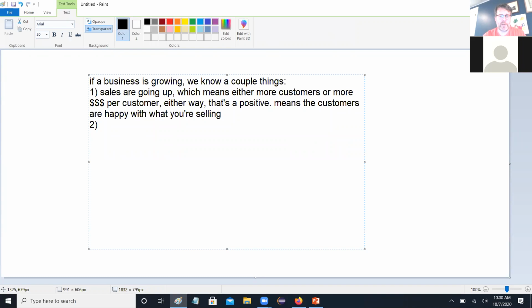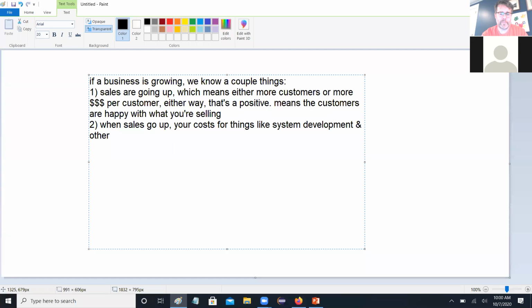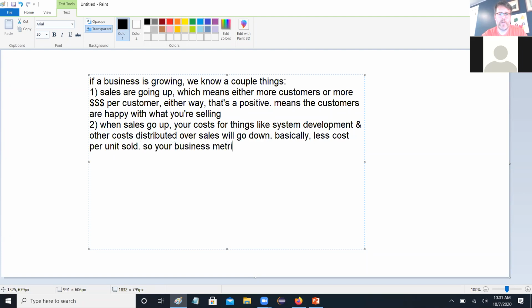Number two, of course, when sales go up, your costs for things like system development and other variable costs, put that as other costs, distributed over sales, will go down. Basically, less cost per unit sold. So your business metrics improve as you get bigger. All these various types of fixed costs you have are going to get spread out over the number of units you're selling, and so they're going to represent a smaller share.